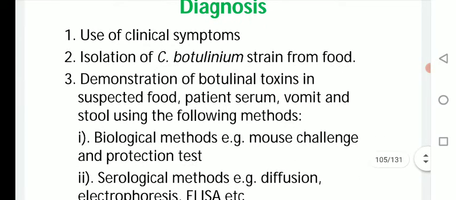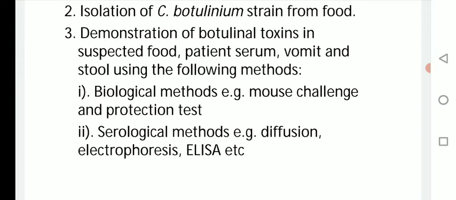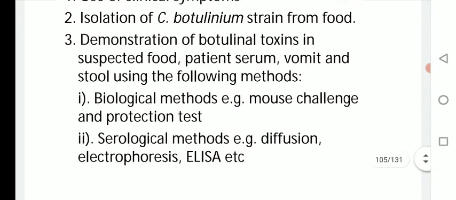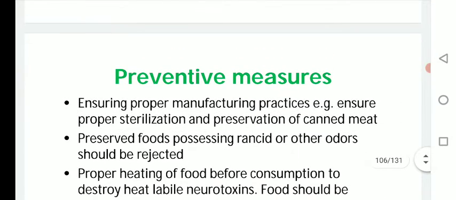And for diagnosis, you can use clinical symptoms, then you can isolate this particular Clostridium botulinum strains from foods, and demonstrate botulinum toxins in suspected foods, patient serum, vomit and stools using the following methods. So we can detect the toxin by biological methods, for example mouse challenge and protection test, then serological methods, for example diffusion, electrophoresis and ELISA. So these are different tests we can perform for diagnosis of this particular Clostridium botulinum toxin.